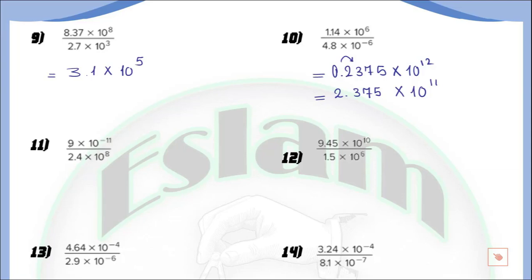In question number 11, we have 9 times 10 to the power negative 11 divided by 2.4 multiplied by 10 to the power 8. I will divide 9 divided by 2.4. By dividing, you will find that the answer will be equal to 3.75 times. We have 10 and 10, so we write 10. By subtracting the power, it will be equal to negative 19, because negative 11 minus 8 equals negative 19. You will find that this number is written in the scientific form.